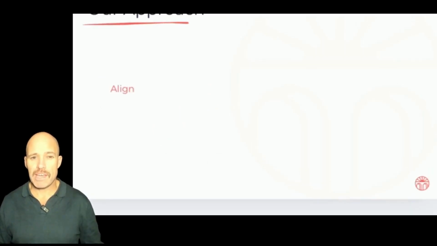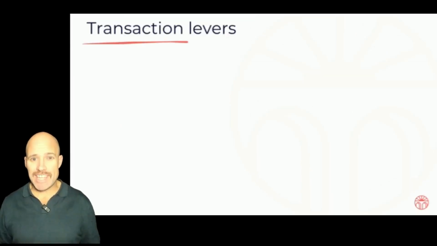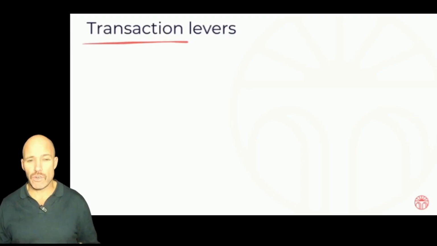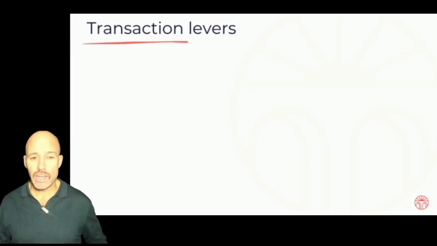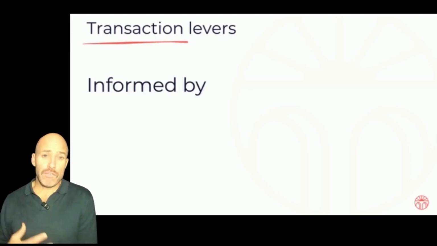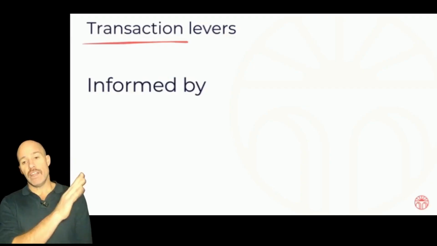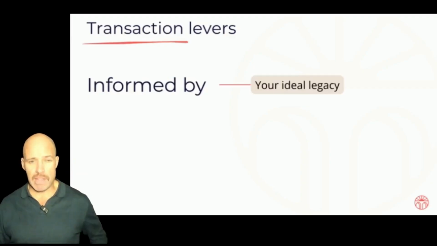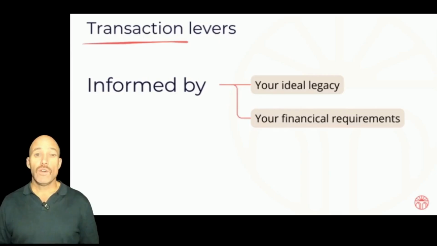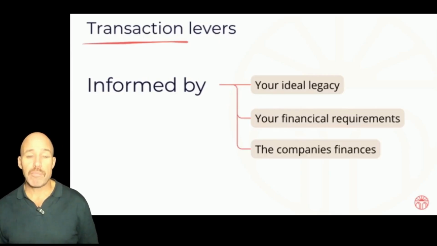But if we exit that video, and we want to come here, not the approach, just getting to the right video. What we're going to have a look at now are the different transaction levers that we've got during the structuring of this deal. This has been informed by those steps that we've already done as part of this process. So it's going to be your ideal legacy, your financial requirements as you're moving into retirement, and then the company's finances.